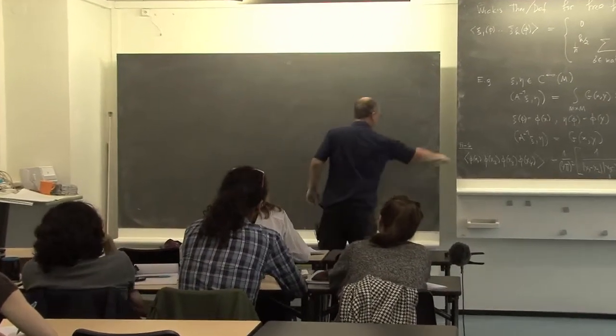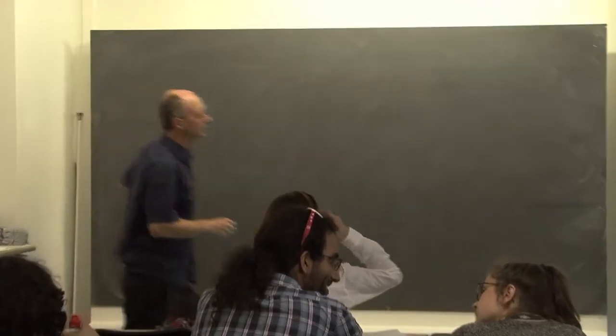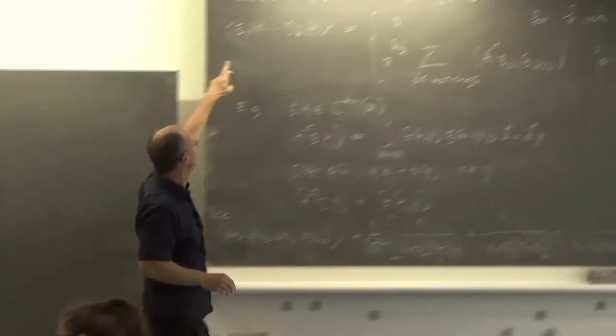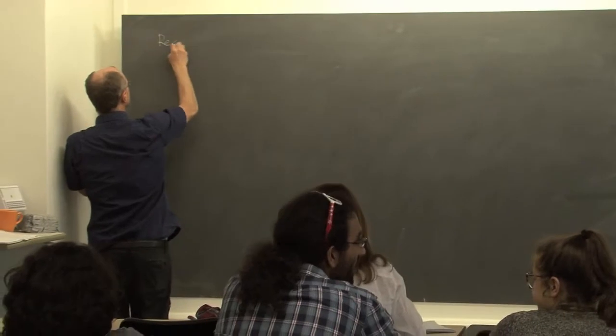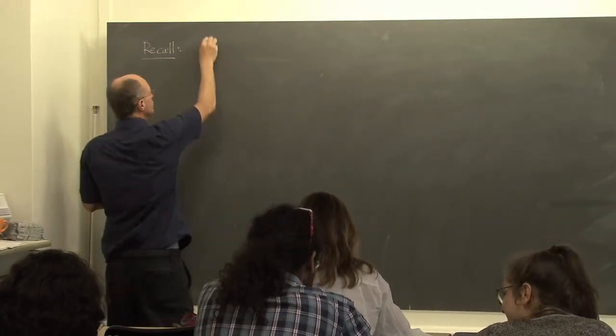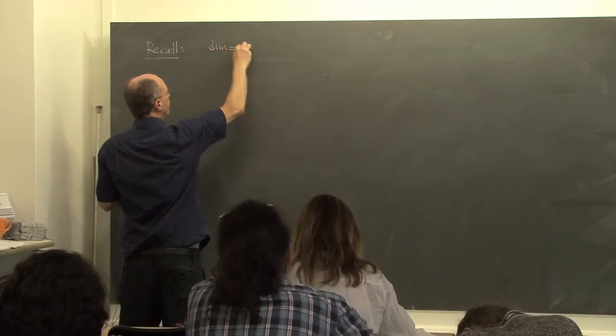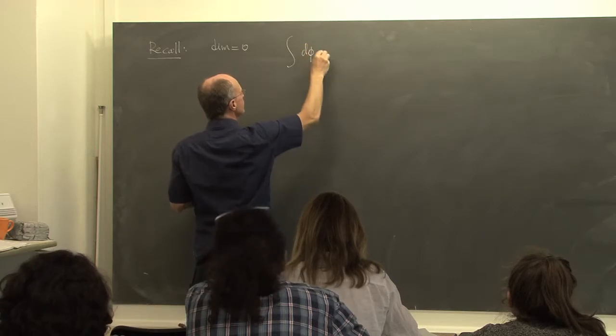So before doing that, let me do one more exercise. Here we computed correlation functions of products of linear forms. Let me recall one more formula from the dimension 0 story.